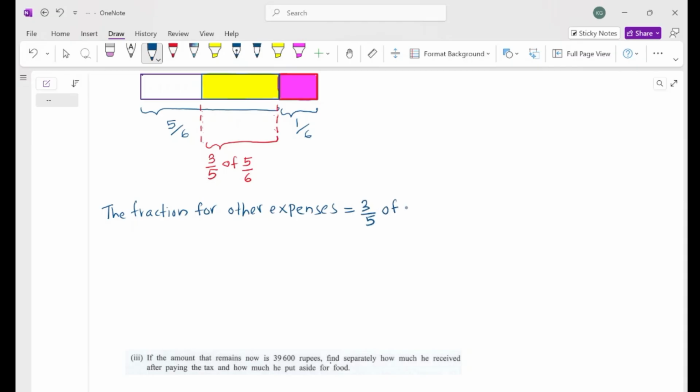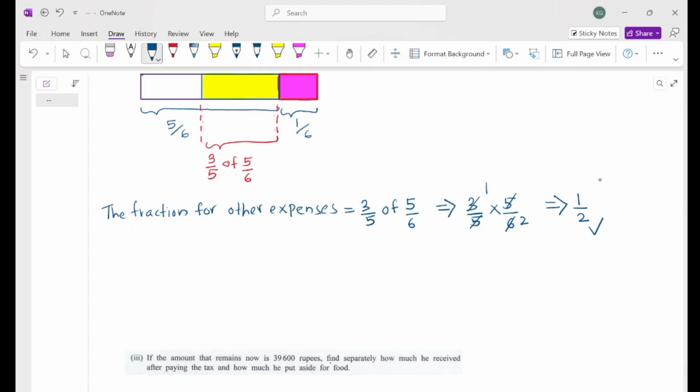So this fraction is 3 out of 5 of the remaining. From question number 1 we found that the remaining was 5 out of 6. Now I can write this as 3 out of 5 of 5 out of 6. I can convert this of into a multiplication and write it like this. Now I will cancel off the common terms. 3 times 1, 3 times 2, so I have the fraction 1/2. The fraction for the other expenses is 1/2.